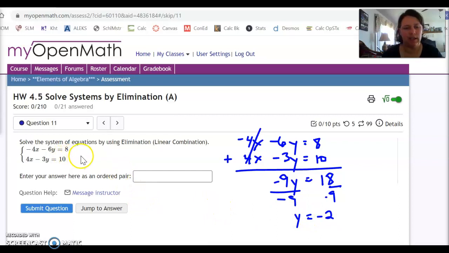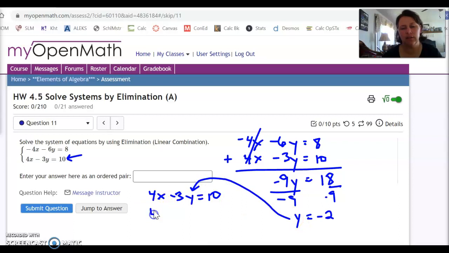So then we're going to plug that in. I'm going to choose the second equation, and plug into that one. So the second equation is 4x minus 3y equals 10. And we're going to plug in this y equals negative 2 here. So we have 4x minus 3 times negative 2 equals 10. So 4x plus 6 equals 10.